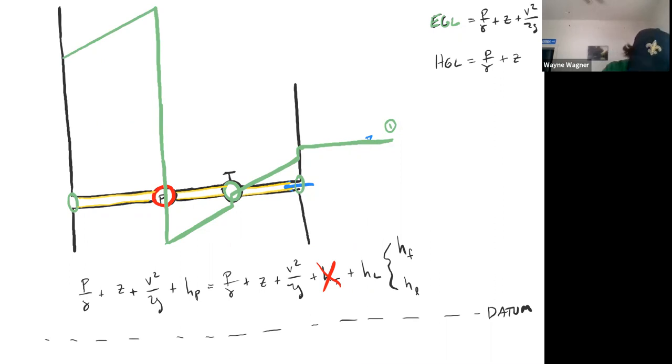Now I'm going to redraw my water surface. But first, I've got an exit, so I'm going to lose v squared over 2g right here. That will tell me where my water surface goes, which is going to be right here. Ideally, your water surface was drawn better and you didn't have to resort to such measures. But that's okay. So this is my energy grade line.